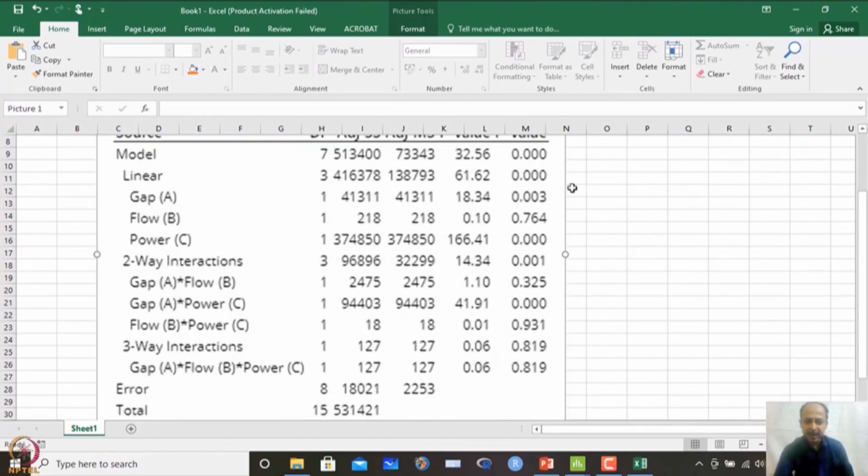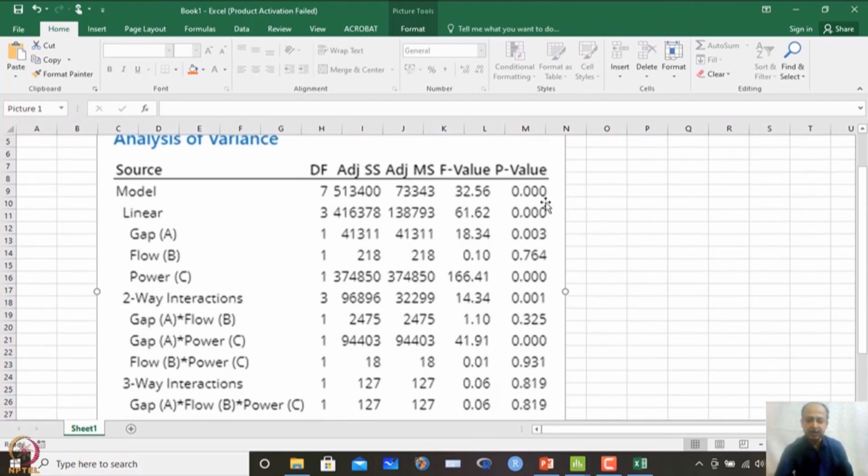So what you see over here is that the p value for A is 0.003. So A is significant. B is 0.764, so B is not significant, while C is significant over here, 0.000. Among the two-way interactions, one is significant, that is A and C, 0.000, and the third order interaction A, B, C is not significant, 0.819. This same thing is revealed in the Pareto chart of the standardized effects, so that is also matching over here.